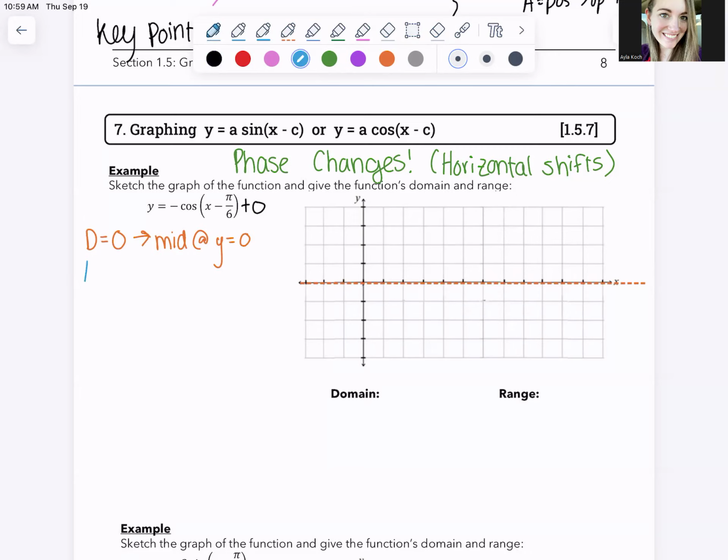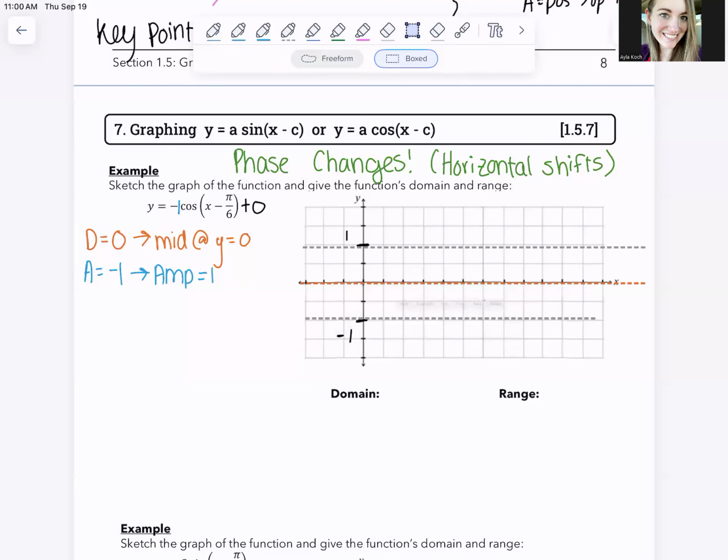Next, A is -1 in this case because it's negative cosine. So that's the same as -1 cosine. The amplitude is thus 1. I'm going to go ahead and mark 1 up here and down here. And then I'm going to put in my guiding lines. Oops, put that one far too down. Excellent.